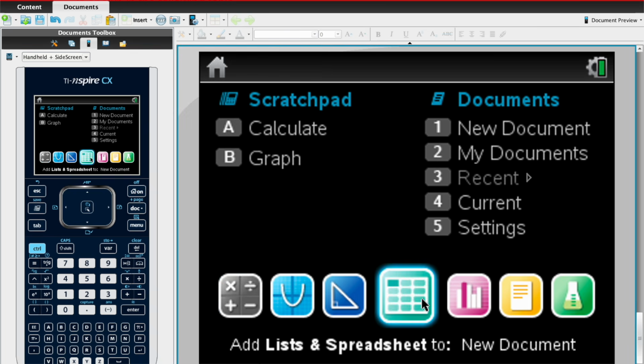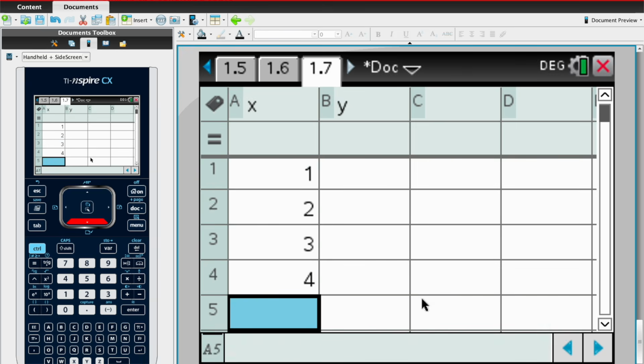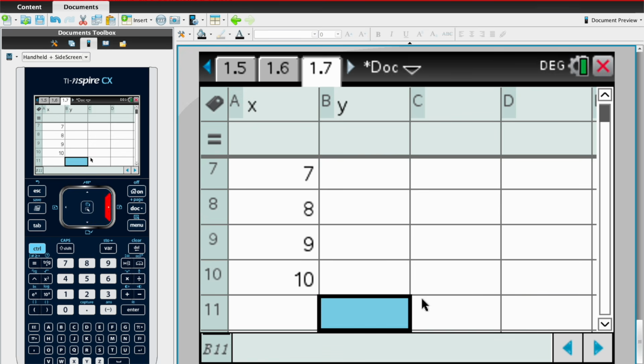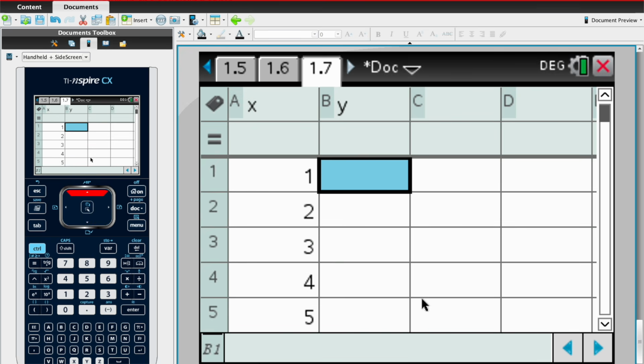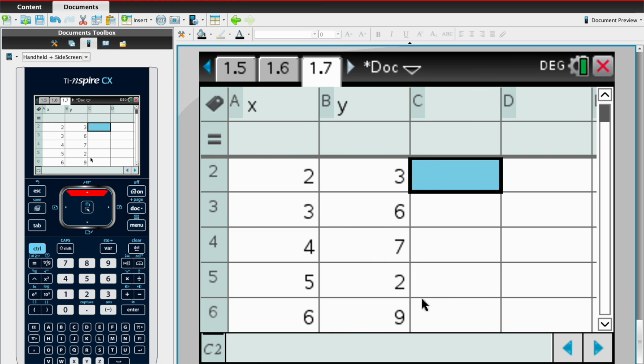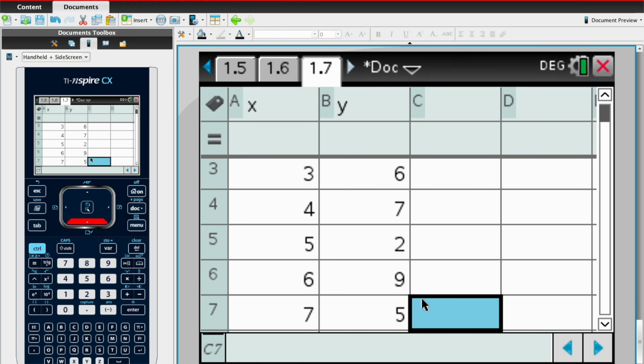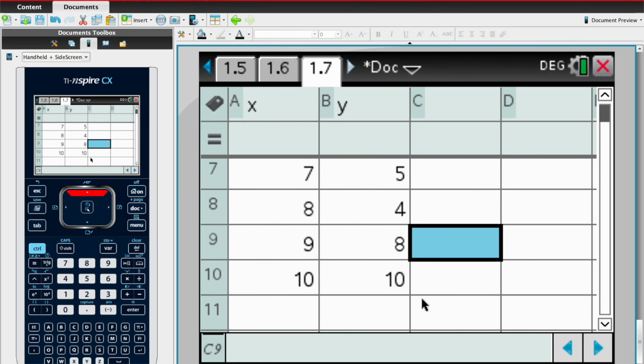So here we are, spreadsheets. Label these X and Y, and then we'll put our values. So this is 1, 2, 3, 4, 6, 7, 8, 9, 10. And then we'll put the corresponding position in the alphabet. 6, 7, 2, 9, 5, 4, 8, 10. Okay. I'm going to check that everything is entered correctly. 5, 4, 8, 10. Okay.